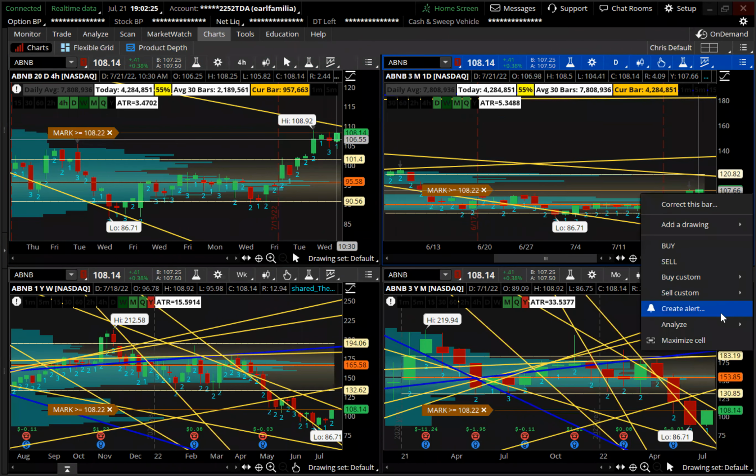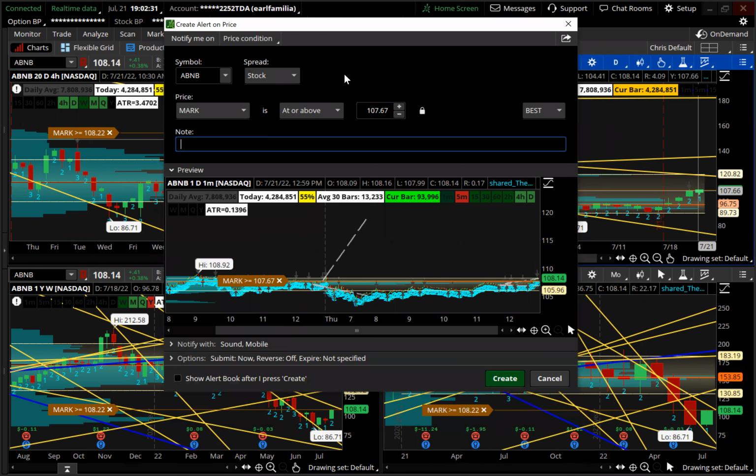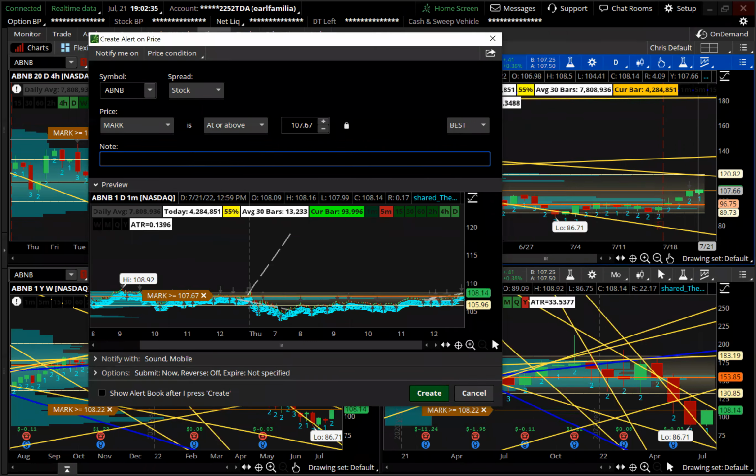Got a hammer inside day as well on Airbnb. Y'all know I like this stock too. For the OG pack members, we used to rock this one out back in the day. Last year seemed like back in the day. $108.50.